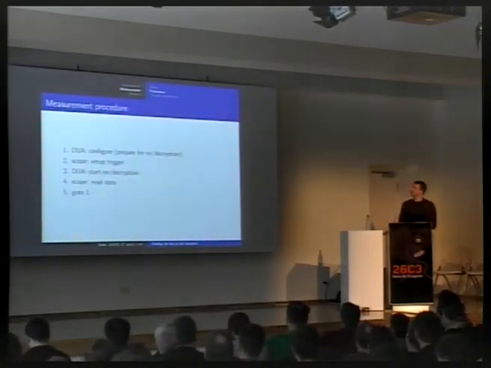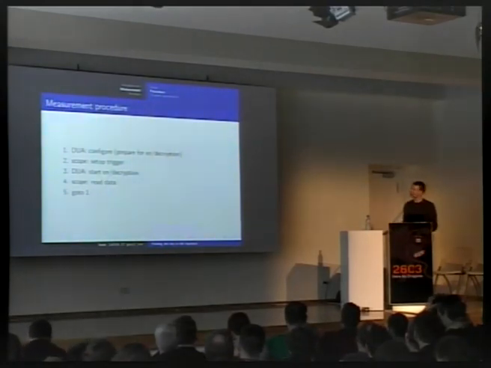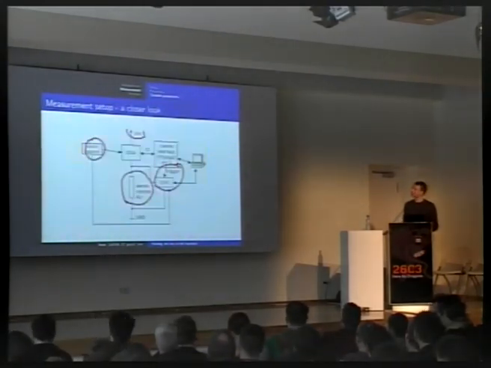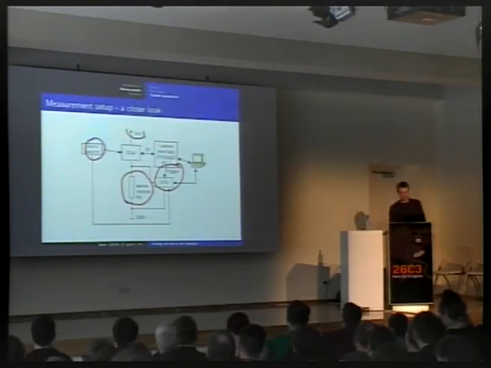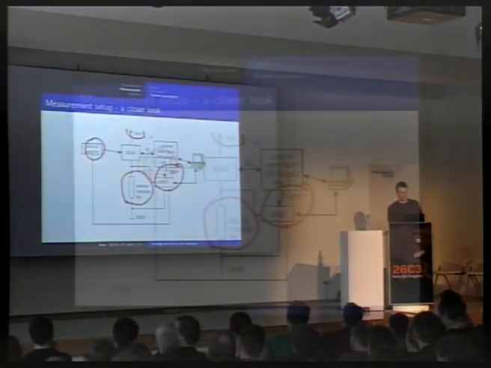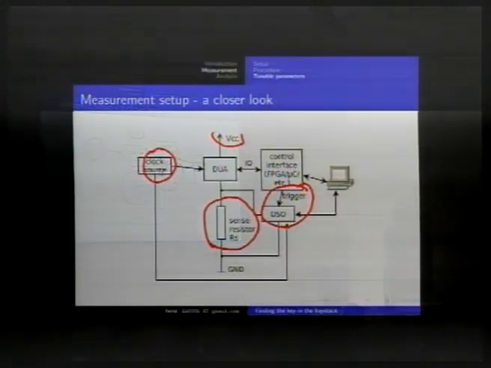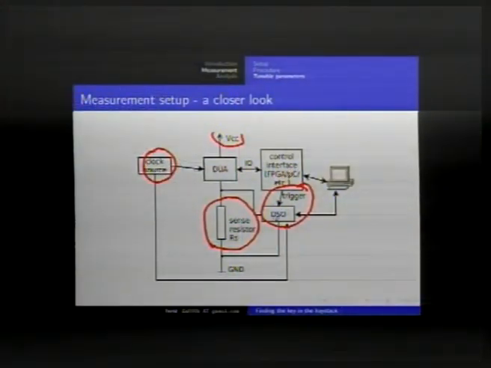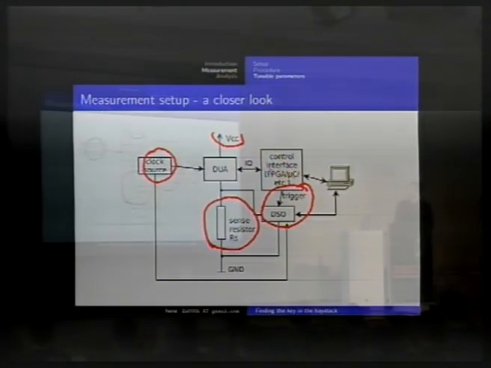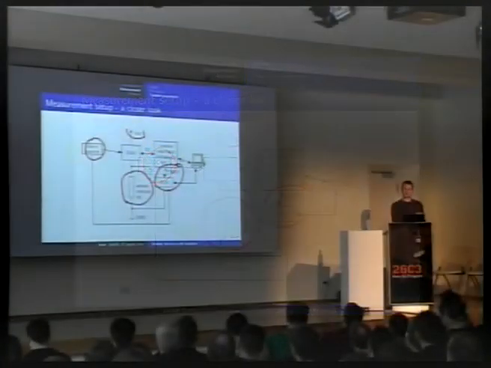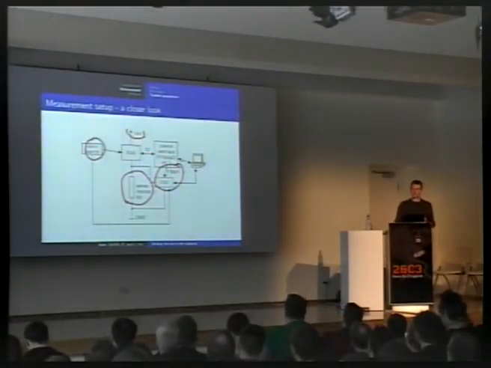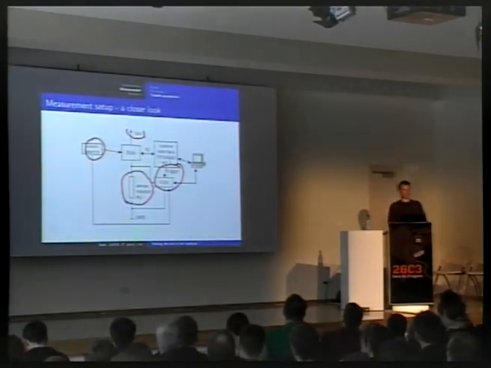And after the encryption is done, we read the power data from the scope and do the same again several times until we get all the measurements we need. So the points of interest here in the measurement setup are the power source, the clock source, the resistor, and the scope, of course. This control interface is mostly specific for the device we want to attack, so you have to figure this out somehow yourself. It depends on the device.